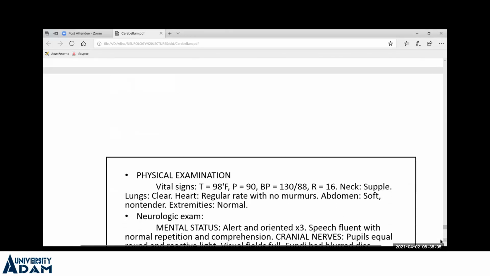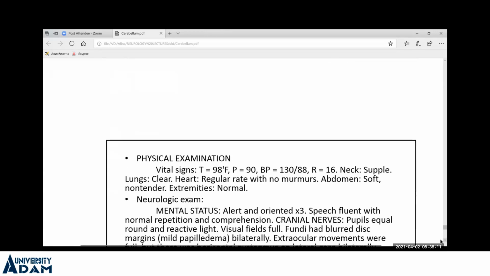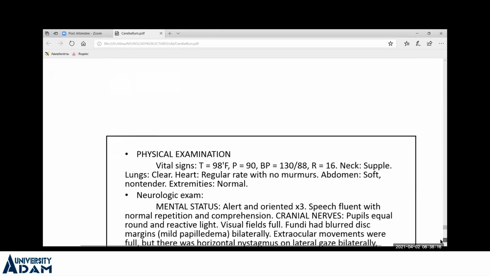Physical examination: temperature, respiratory rate, and blood pressure you can see here. Neck supple, lungs clear, heart regular rate with no murmurs, abdomen soft, non-tender, extremities normal.